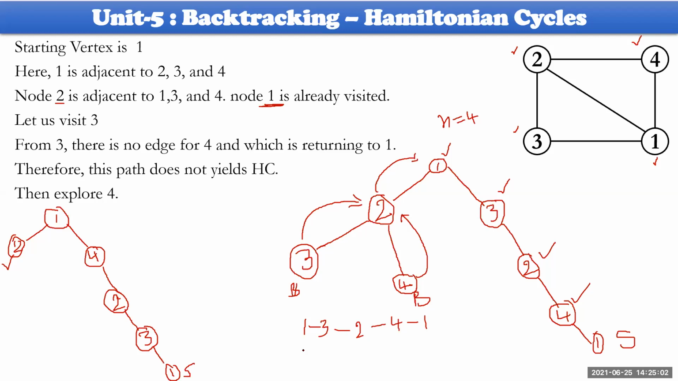The solution will be 1 to 4, second solution 2 to 3 to 1. This is solution number A, and this is solution number B. 2 solutions are there for this particular problem which is being provided.